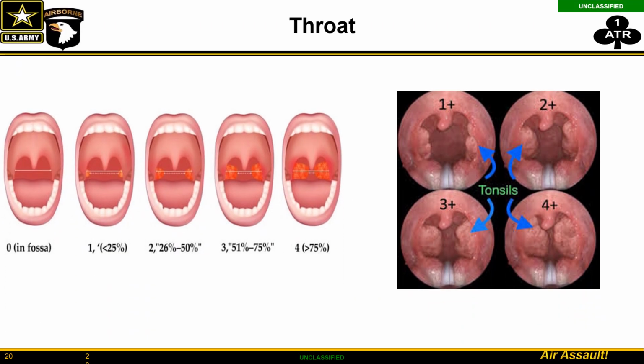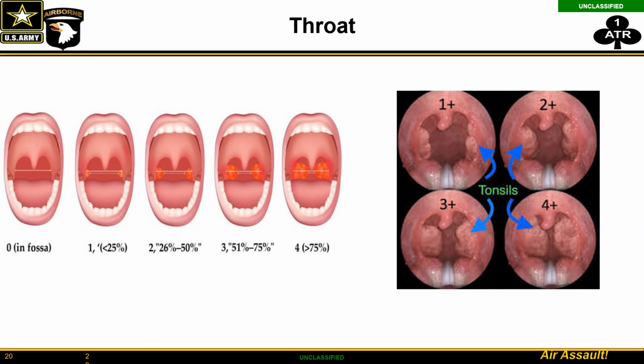And next we'll talk about the throat. Basically, the biggest thing you're looking at in the throat is tonsils. The most important thing to know about diagnosing a throat issue is we need to figure out whether or not it's strep. We'll talk about Centor criteria a little bit on the next page.